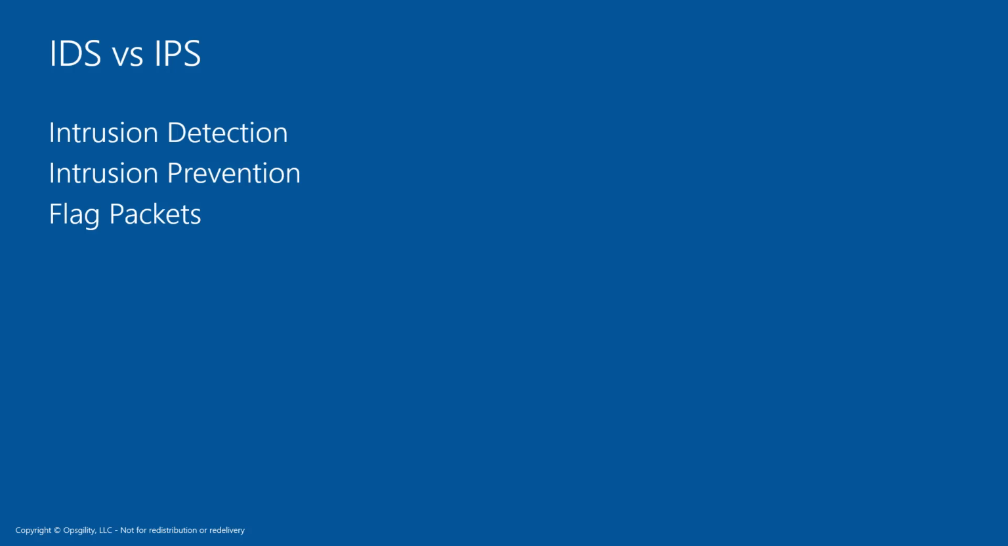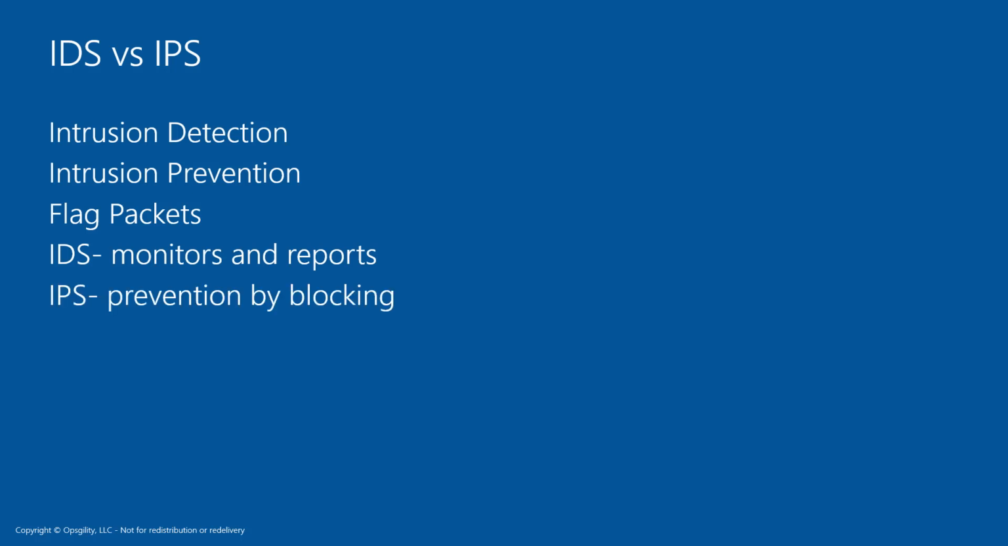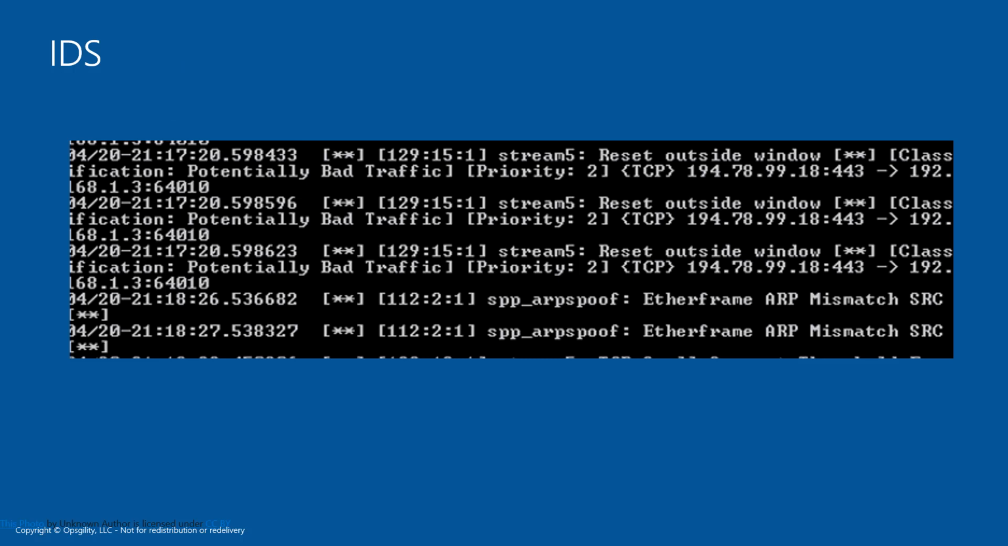Intrusion detection systems don't alter the network packets. Intrusion prevention systems, however, do. They can prevent the packet from delivery based on the contents of the packet, much like how a firewall prevents traffic by IP address if that IP address isn't allowed. IDS is going to monitor and report back to the administrator for further action, whereas IPS is going to do the prevention by blocking.